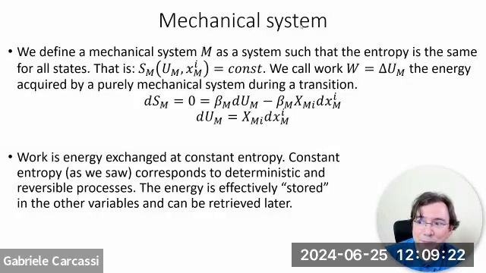You want to define a mechanical system as a system such that the entropy is always the same for all the states. So whatever U and Xi you pick, the entropy is constant. And the work is the energy acquired by a purely mechanical system during that transition. Now, in this case, when you make a transition, the change of entropy is always zero because the entropy is constant. And then what you can do is express your change of entropy as a change on the other variable. So effectively, by assuming this, you're assuming that the work is energy exchanged at a constant entropy. And since the entropy is constant, the energy is effectively stored in these other variables. You put energy in, you're changing some of these variables, and then you can take energy out.